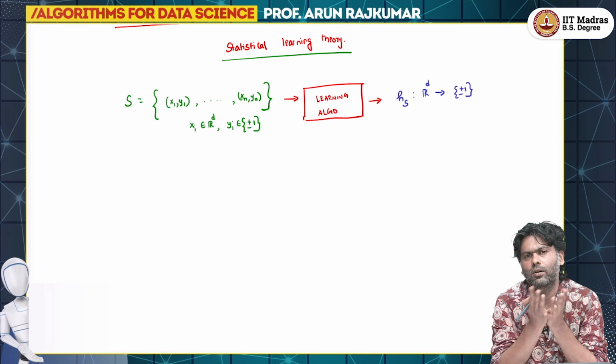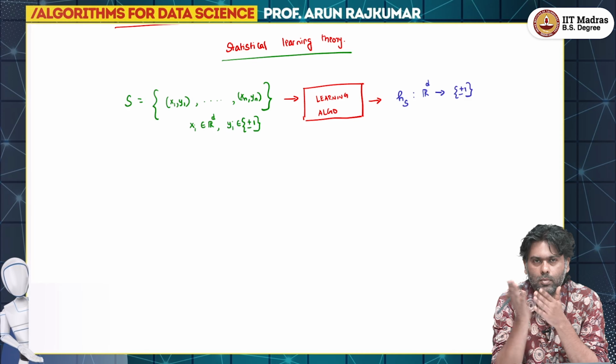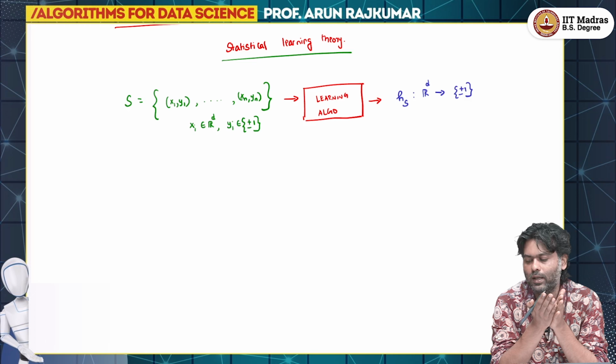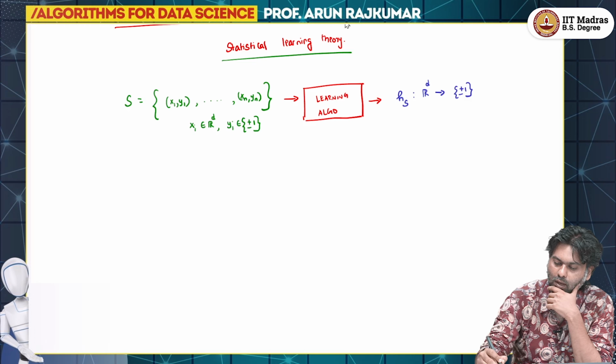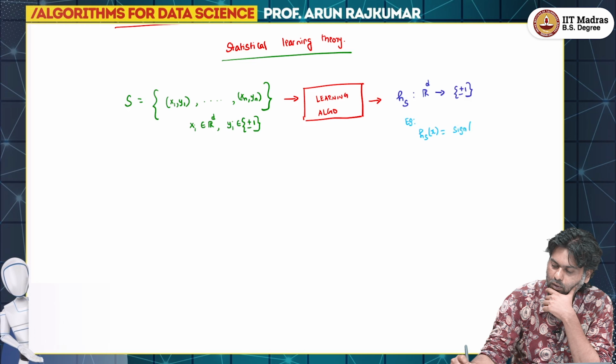So if it is SVM, think of this as some classifier W that you learn, and then hS of x, right? So for example, hS of x could be some sign of W transpose x plus b, right? So that could be a function.